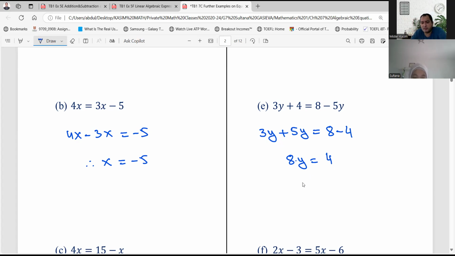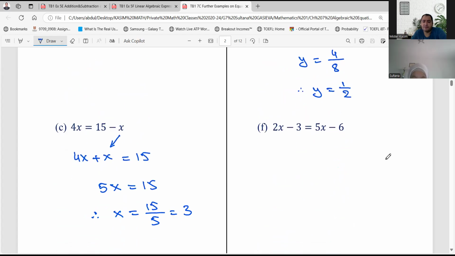Now I divide both sides by 8. Y is equal to 4 divided by 8. Now if you simplify this, that's equal to 1 over 2, right? Yeah. The solution of this equation is 1 over 2 or 0.5. Yeah, I got 0.5. Okay.